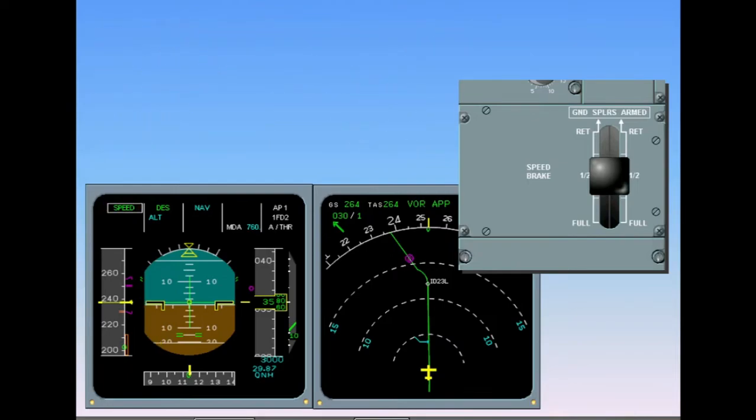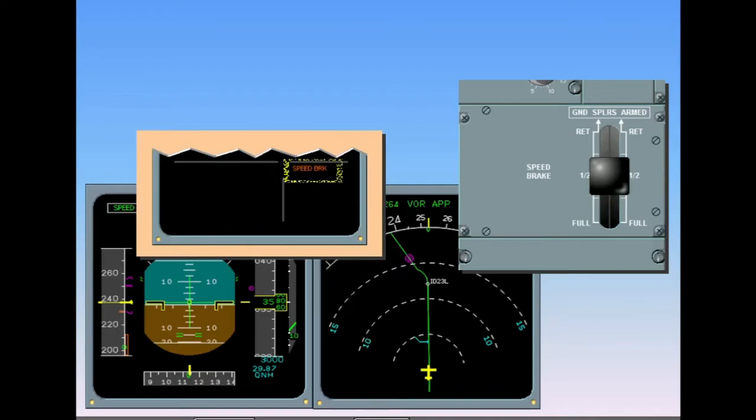Should this scenario happen, speed brakes extended, thrust above idle, the speed brake memo turns amber and flashes on the engine warning display. Retract the speed brakes.